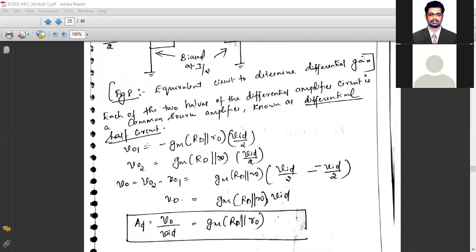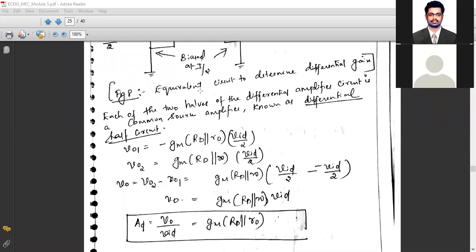So after writing the individual outputs, now let us find the difference between the two outputs, because I'm going to find the change in the differential gain when we are going for the double-ended configuration. So we are going to subtract these two, V02 minus V01. The common term you can take outside. What is the common term, students? It is gm into RD parallel R0. You can take it as a constant, and this is positive and the other one is negative. So positive VID by 2 minus negative VID by 2 will become VID, right? 2 VID by 2, that is VID.